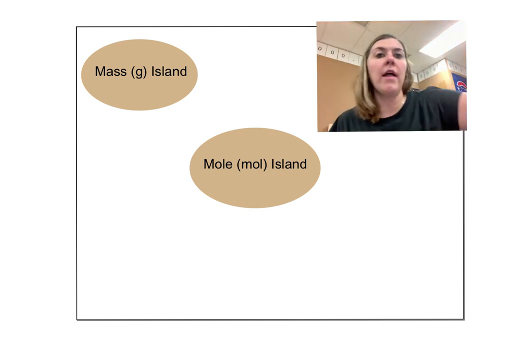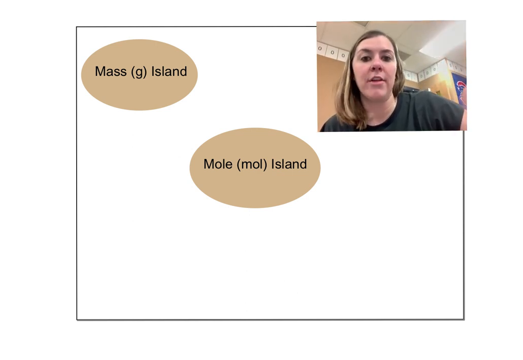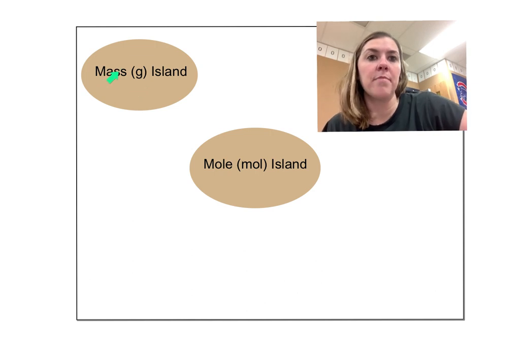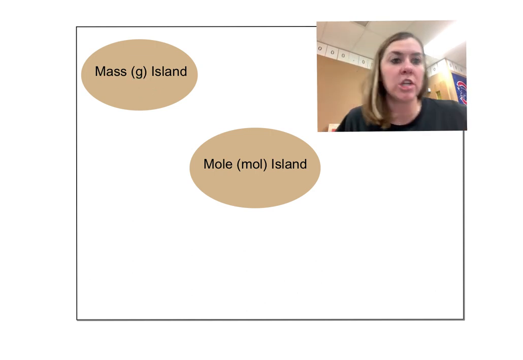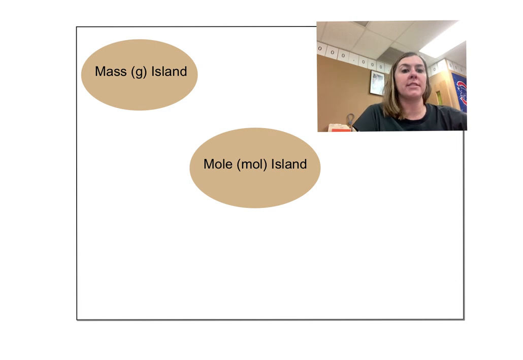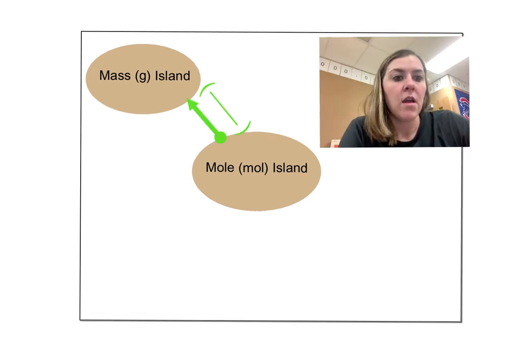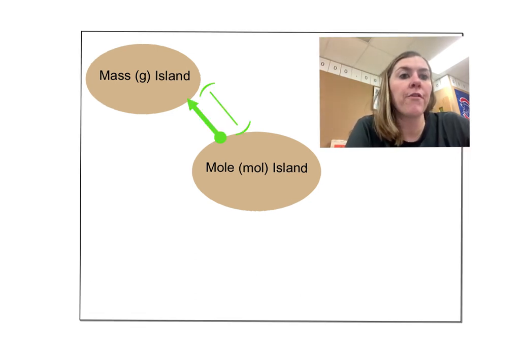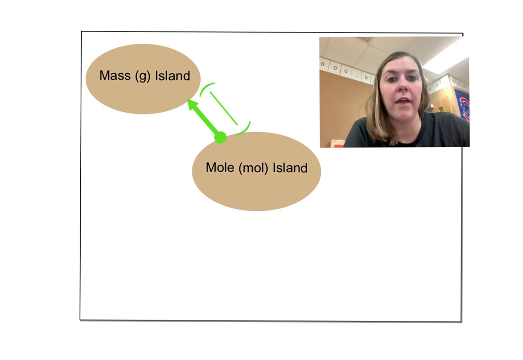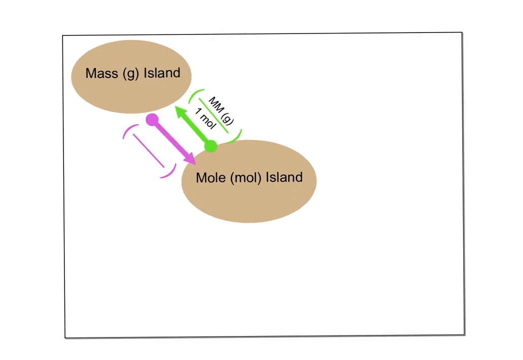Okay, so we have our Mole Island, and then you're going to have Mass Island. That's what we just learned how to do. So Mass Island, and you can even put a little g for grams to remind you that mass is measured in grams. We need to be able to go from Mole Island to Mass Island, so make sure it's obvious you have an arrow going from Mole to Mass Island. Here's what this means. From Mole Island to Mass Island, make sure that's the direction of your arrow, we are going to put the molar mass in grams.